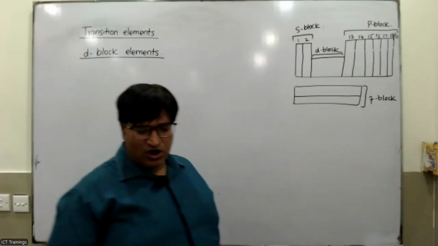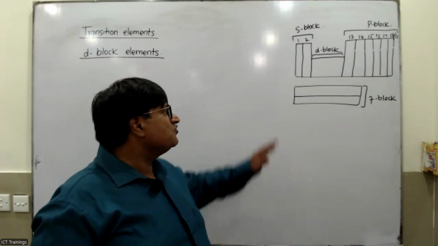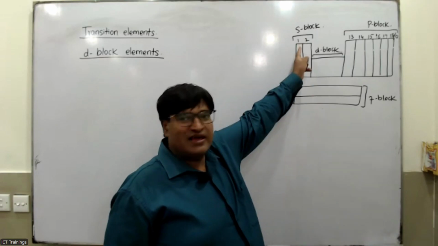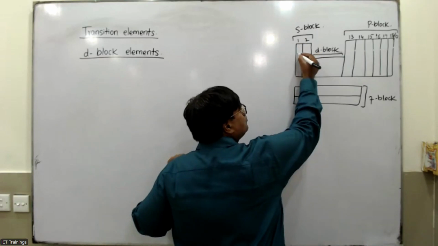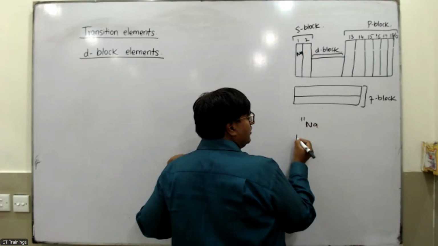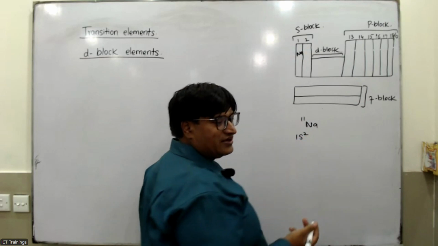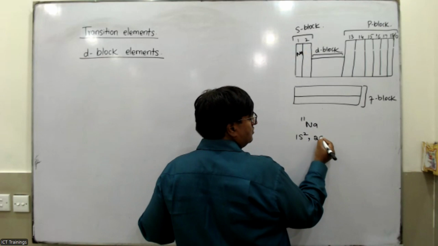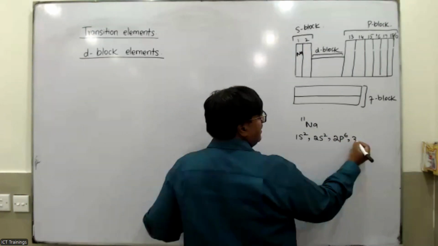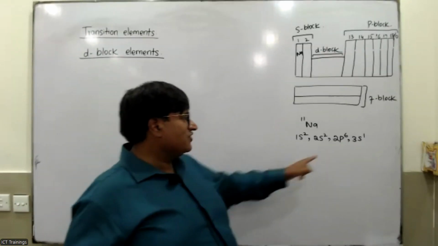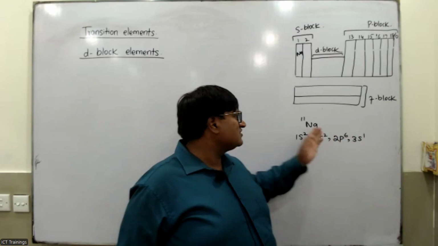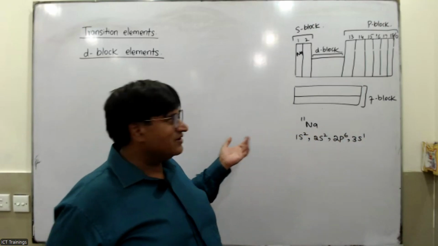Why are they given different block names? The reason is that when you fill the electrons, the last electron that enters the s orbital makes it an s block element. Take the example of sodium up here. Sodium has the proton number 11. If I write down its electronic configuration: 1s2, then 2s2, then 2p6, and then 3s1. If you see, the last electron has entered the s orbital. So that is why it is called the s block element.